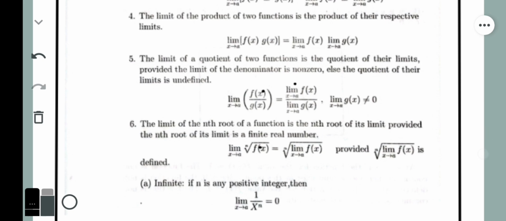Alright, so having known all this, let's dive into some examples on limits. Let's solve some examples and see how a limit is calculated.